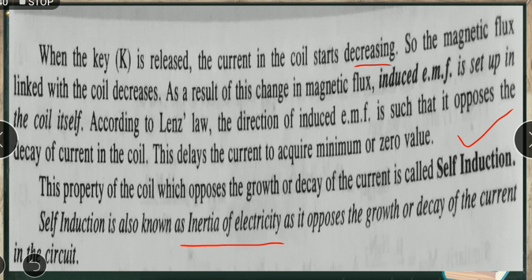So inertia means what? Opposes, in the state of rest. So as it opposes the growth or decay of the current, inertia of electricity, why is it called so? Because it opposes the growth or decay of the current in the circuit.